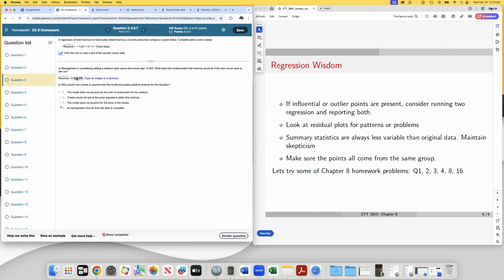So for you to be able to get that, you plug in this one here. If it's 10,000, you put 10,000 here and then you do that. Now the question is, why would it be unwise to assume that this model accurately predicts the revenue for this situation? Let's look at the data.